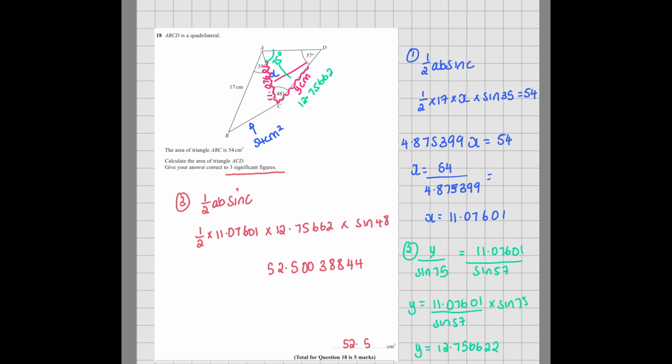There are other ways of working this out. You could have chosen to work out a different side and then a half ab sine C. There are lots of different ways. Now, the mark scheme is a 5 marker.